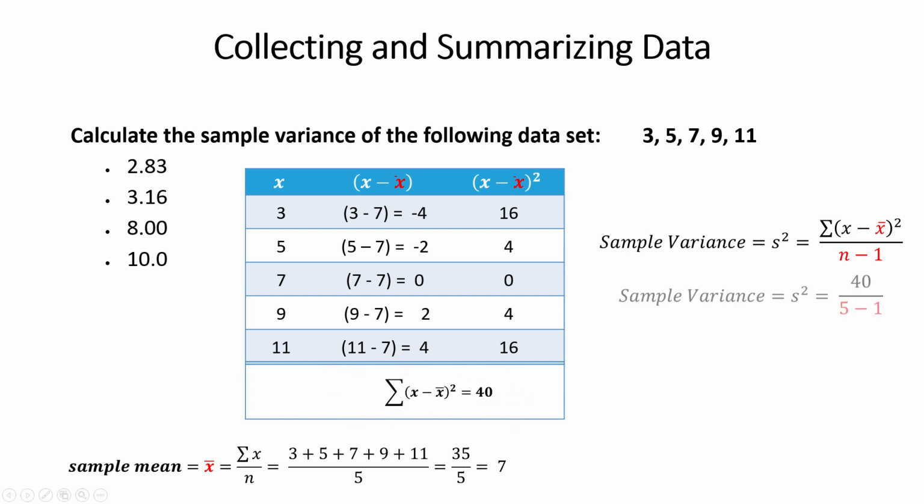And now we can plug that back into the equation to start calculating the sample variance. So again, we have 40, and we're dividing by n minus 1, so that's 5 minus 1. And our sample variance is 40 divided by 4, which is equal to 10.